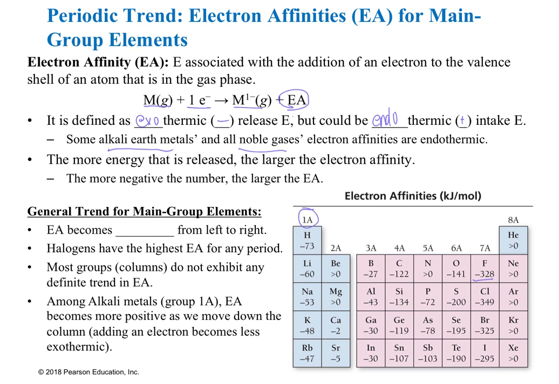The general trend is as you go from left to right, it becomes more negative, so it's more stable. And halogens tend to have the most, just because they're so close to noble gases that it makes them really stable when they gain that electron. But there's not really any trend beyond that. And even the left to right trend is pretty general. So I'm not going to expect you to know the trend, but I do expect you to know what happens when metals add electrons and the term electron affinity.